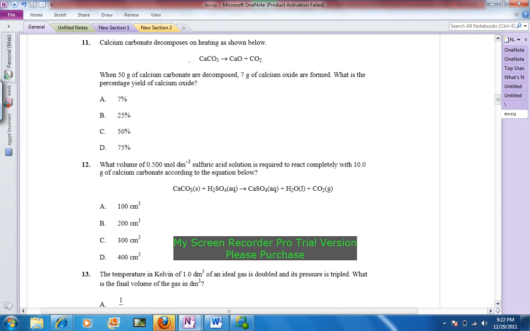Okay, calcium carbonate decomposes on heating as shown below. This question has to do with percentage yield. It's really similar to all the other questions that we've been doing a million times. You have to write down the equation: CaCO3 gives CaO plus CO2. Then you write down everything you have. Here they give it all in grams, so you can write down grams, and then number of moles. The number of grams of calcium carbonate is 50, and the number of grams of calcium oxide is 7. So what's the question? What's the percentage yield of calcium oxide? So it's of this one.